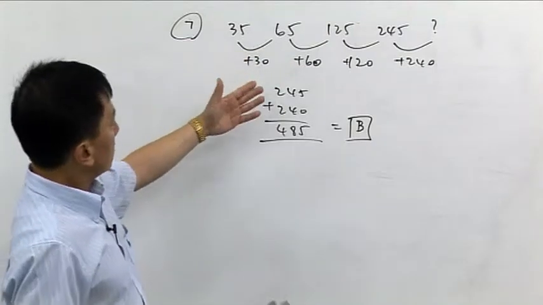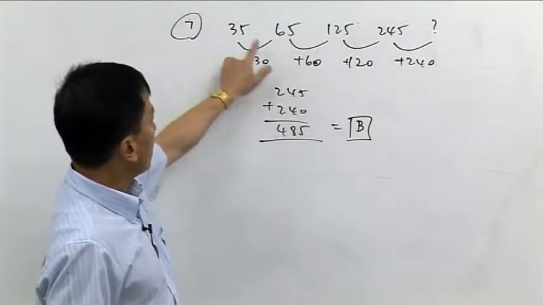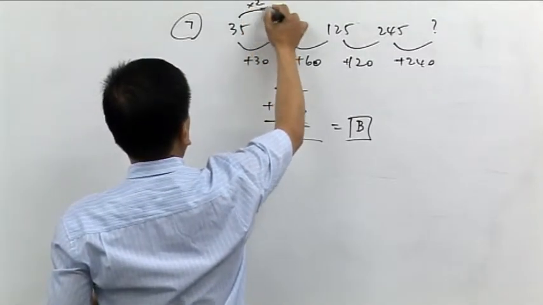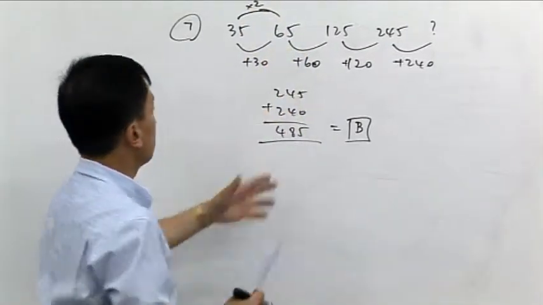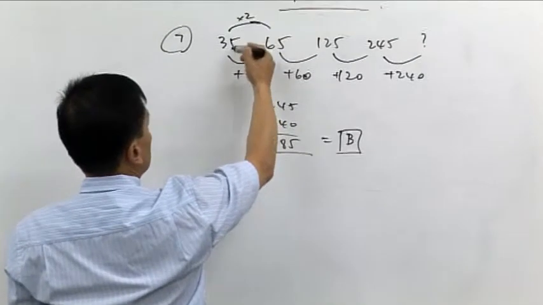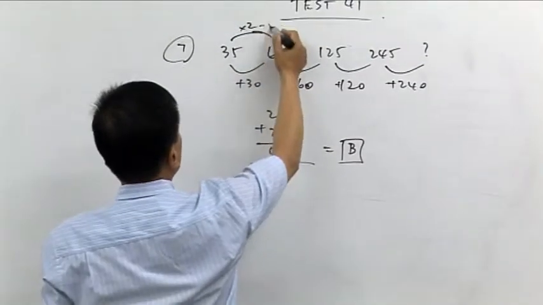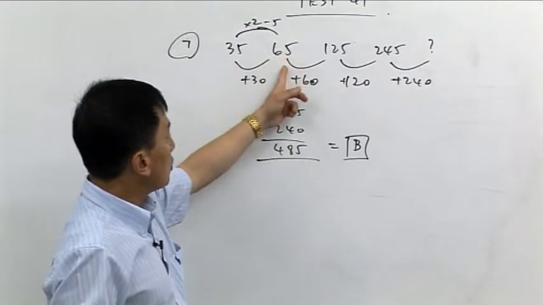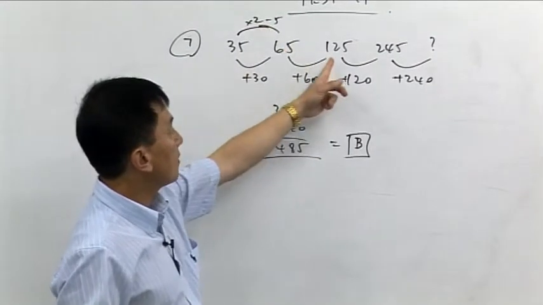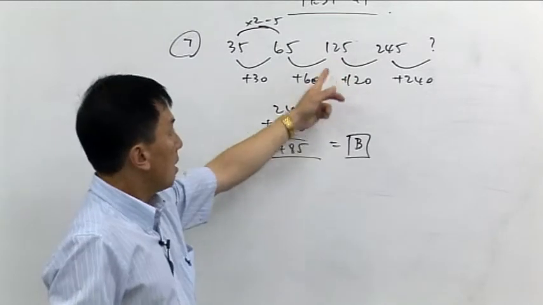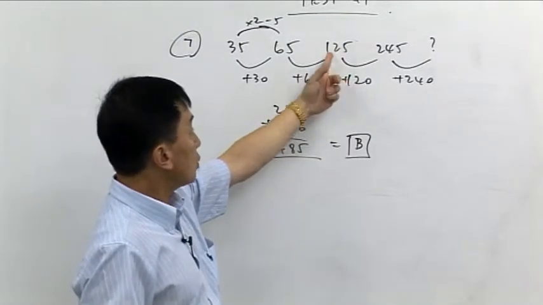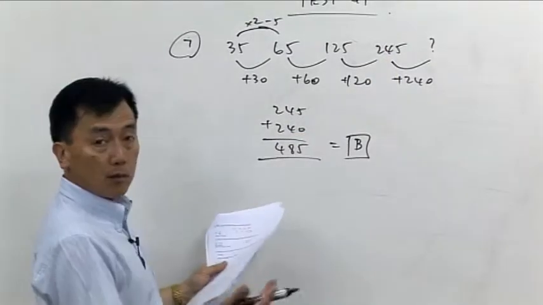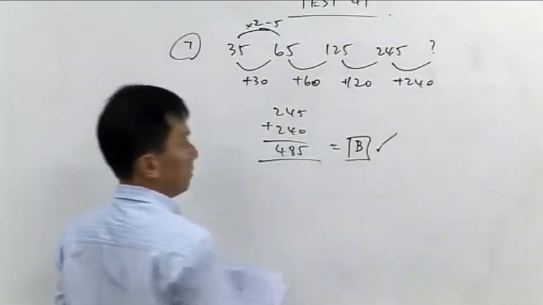Another way I can look at it, you're doubling the difference, so I can multiply 35 by 2. And how do I get 65? 2 times 35 is 70. I need to minus 5 to give me 65. 65 times 2 is 130. Minus 5 gives me 125. 125 times 2 is 250. I minus 5 to give me 245. So whichever pattern we look at, we still get the same answer of B.